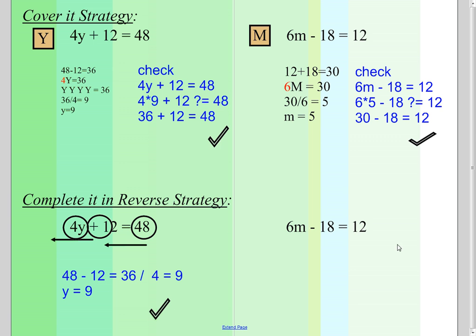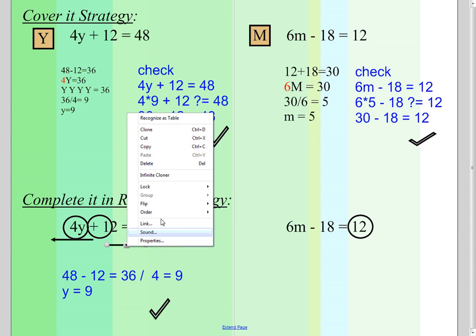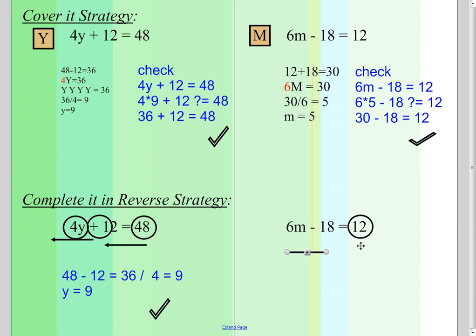Let's see what it looks like with the 6m minus 18. So there again, I'm going to start with my 12, and I'm going to go in reverse, and I'm going to add 18. When I do 12 plus 18, I get 30.